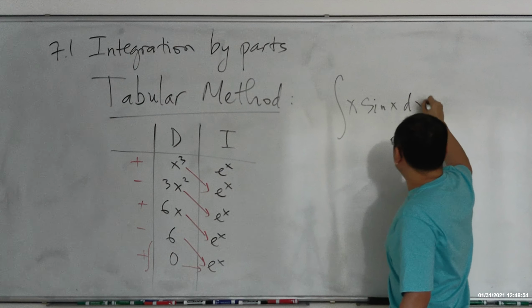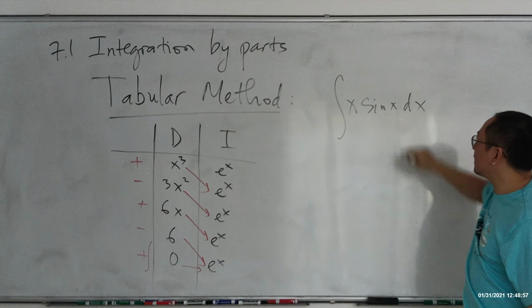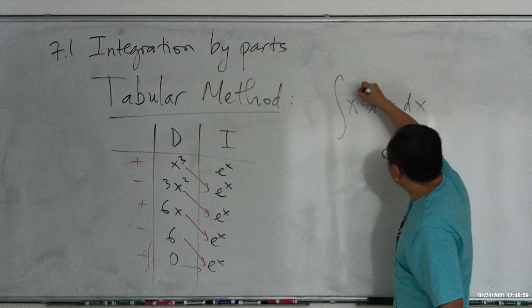sine x dx, right? You let u equal to x and dv equal to sine x. Let's make the problem a little bit harder. x cubed.